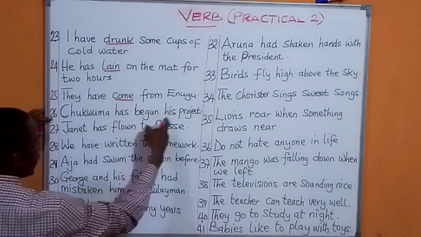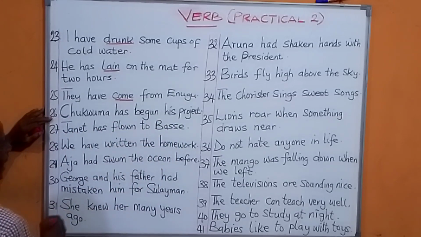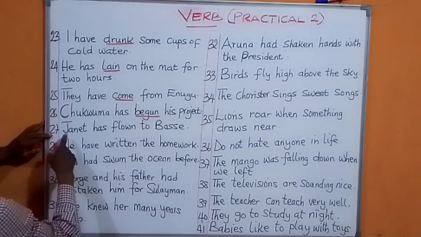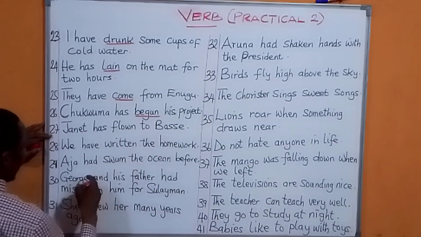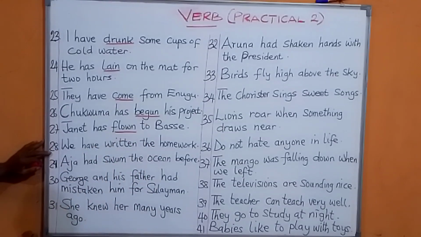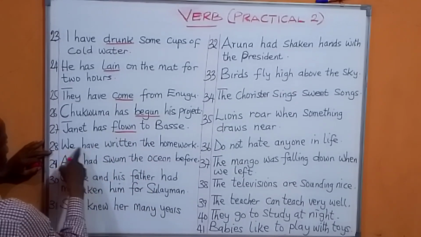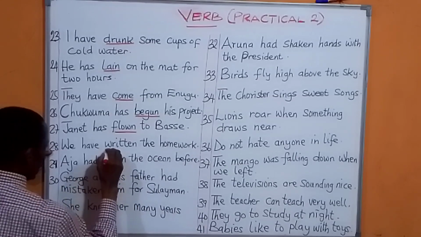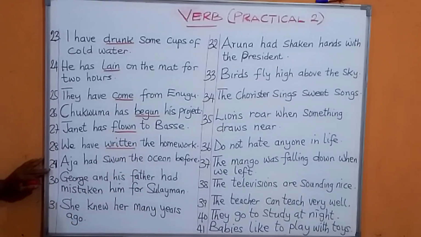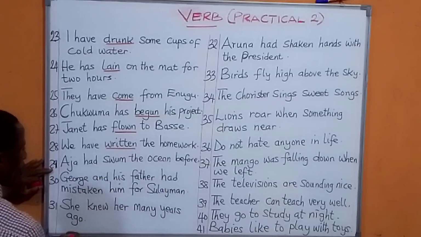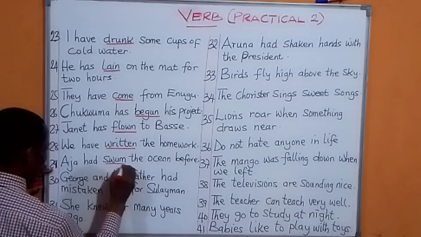Chukwuma has begun his project. What's the action word there? Begun. Janet has flown to Basse. What's the action word there? Flown. The verb. We have written the homework. What's the verb there? The action word there? Written. Aja has sworn the ocean before. What's the action word there?